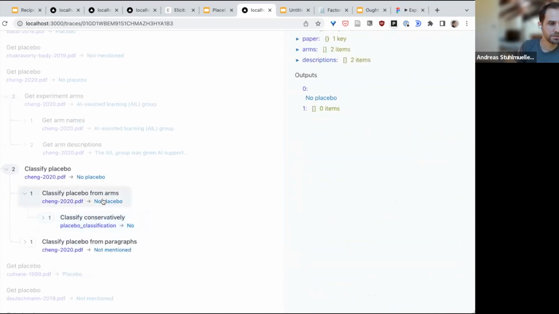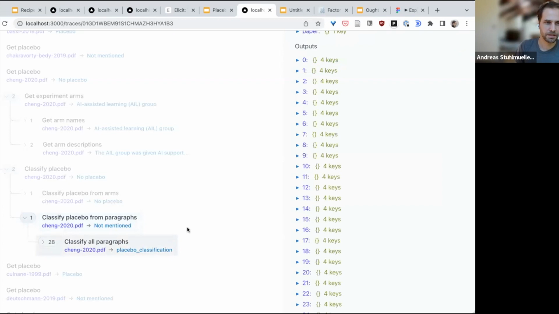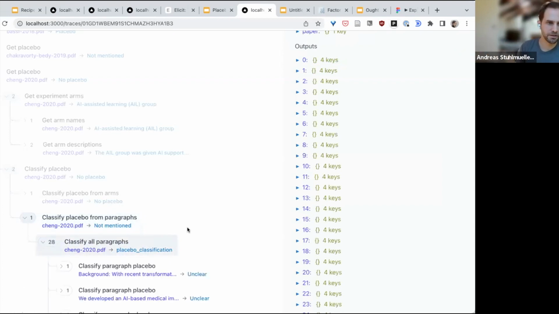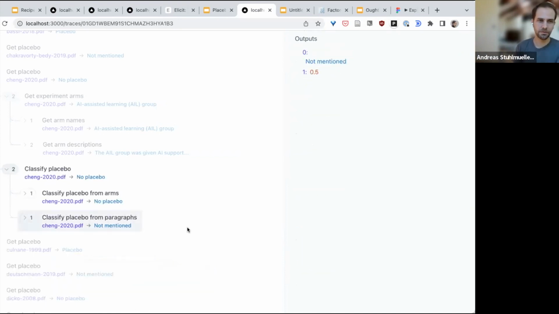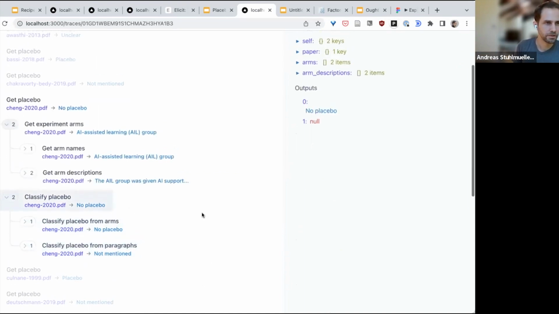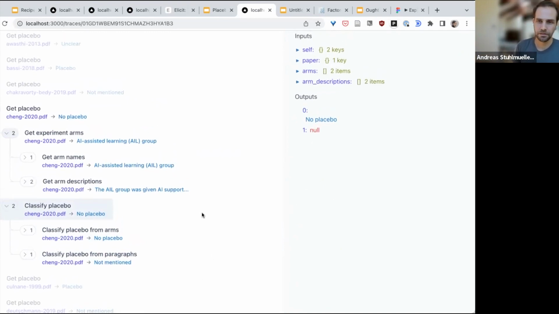So this one returns no placebo, but then we also run a separate classification, which works differently. It goes through the paper paragraph by paragraph, and for each paragraph asks, is there evidence in this paragraph that the paper used a placebo? Then it aggregates all those paragraph-wise judgments. So we get back two judgments, and if they're consistent, we can be fairly confident in the overall judgment, which in this case they are. From paragraphs we find it doesn't mention placebos, and from the trial arms we find no placebo. So we judge no placebo, which I think is correct. In other cases they might disagree, and then we can return unclear overall, which is quite helpful.